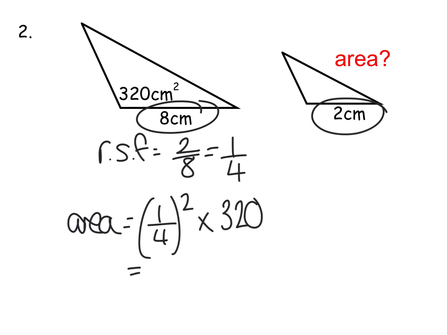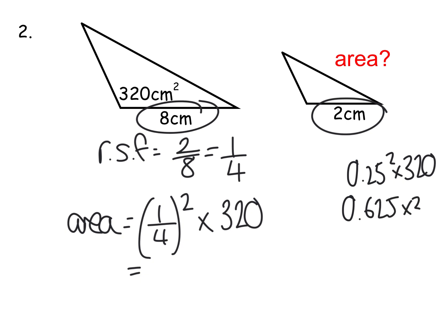Now, when you're squaring a fraction, if this was a calculator paper, I would just go straight into my calculator and type in 1/4 squared, which would be 0.25 squared times 320, and 0.25 squared would be 0.0625 times 320. But you could do it all in one go, but we can do this non-calculator.